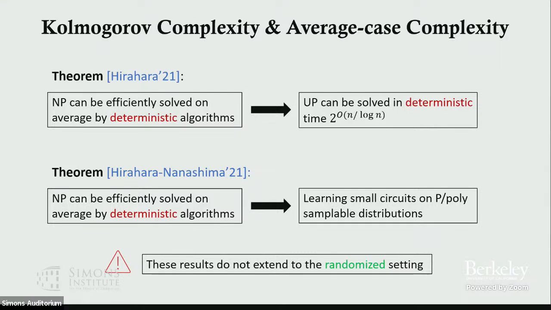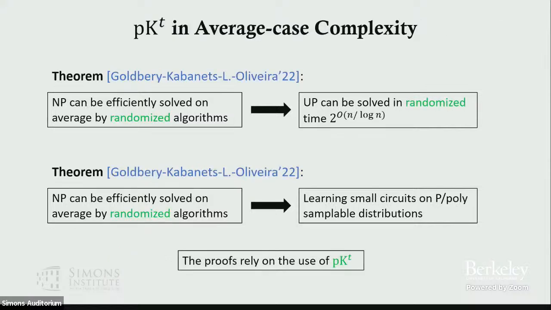So the question here is whether we can extend it to the randomized setting. There are good reasons to consider randomized average case complexity and not just the deterministic one, but I will not get into the details. And in the same paper where we introduced the notion of PKT, we also use this notion to extend the previous result to the randomized setting. So we show that if NP can be efficiently solved on average by a randomized algorithm, then we can still get a faster randomized algorithm that solves UP. And we also get exactly the exact same learning consequence as in previous work.